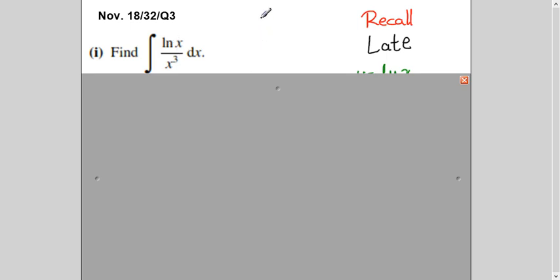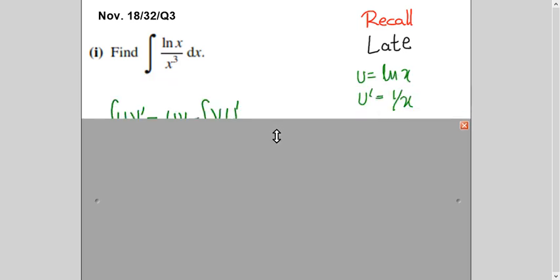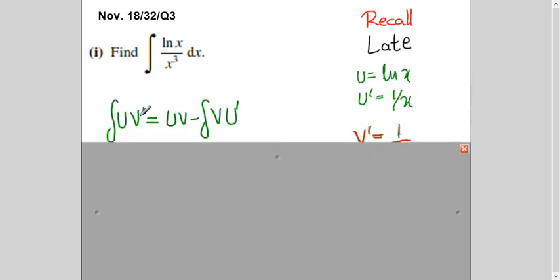And whenever we have functions in the form u into v or u over v, we have two methods to solve them: integration by parts and integration by substitution. Okay, so whenever we do integration by parts, first of all, we should know the formula. I will show you. This is the formula: the integral of uv prime is equal to uv minus the integral of vu prime.